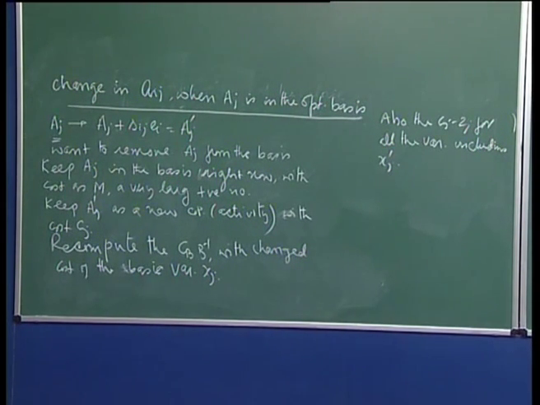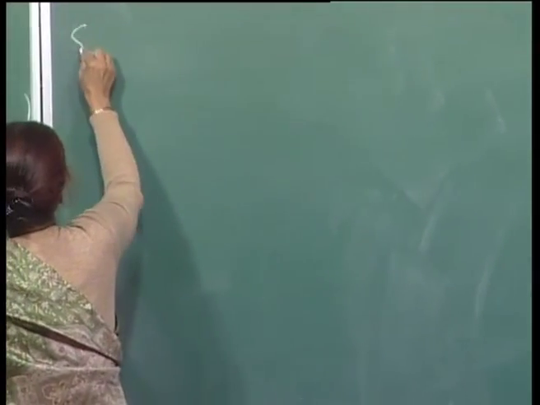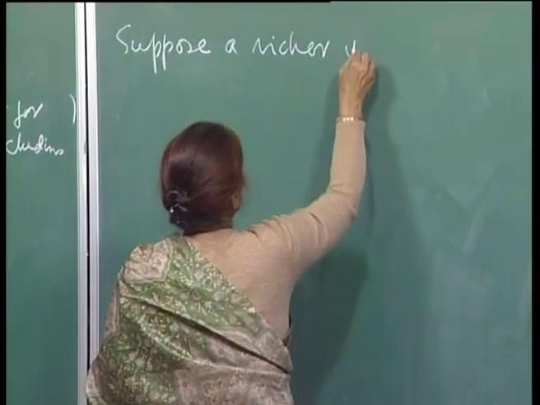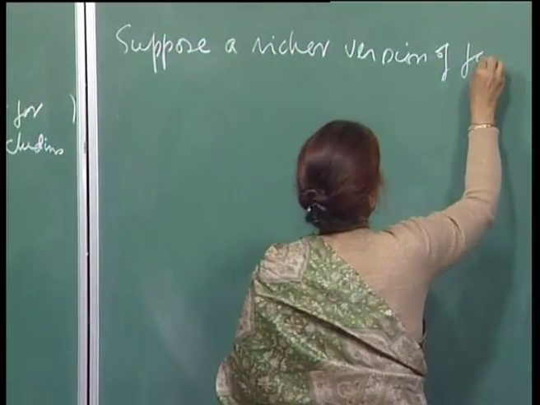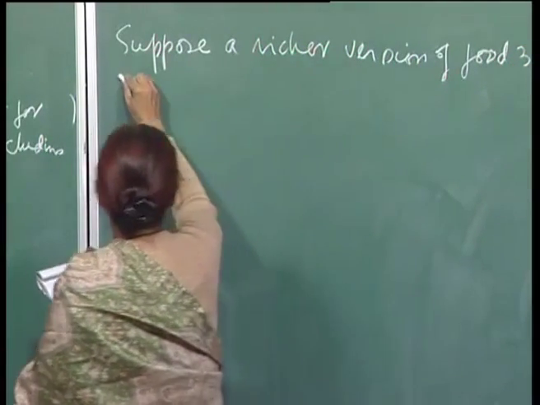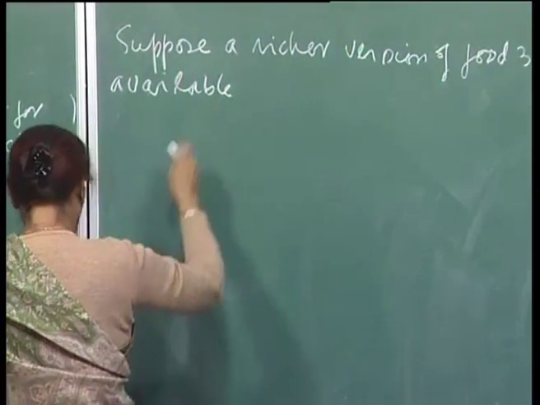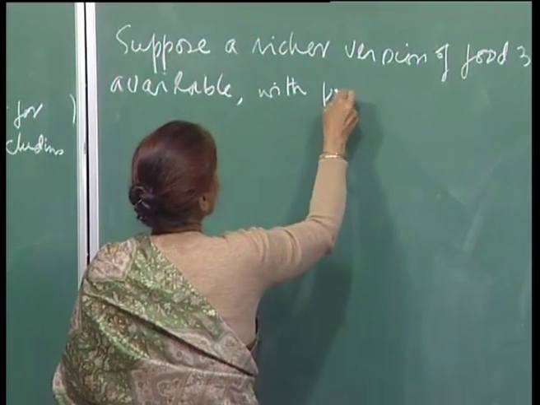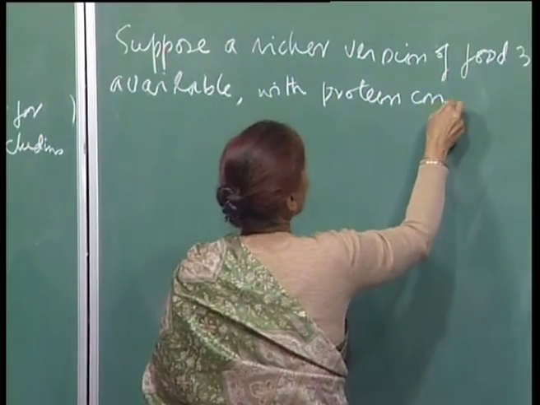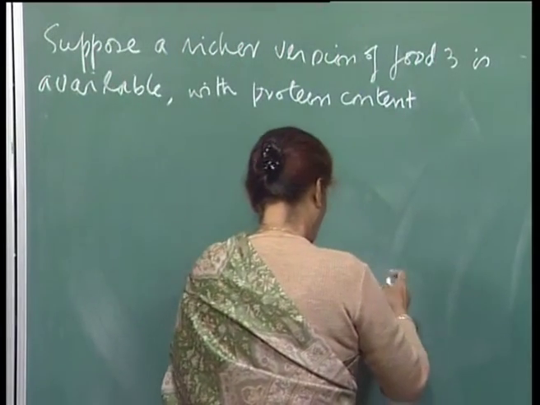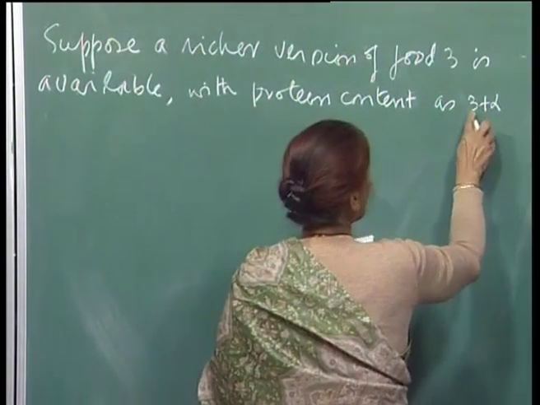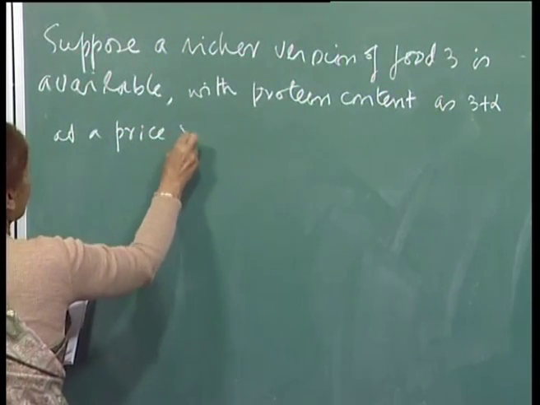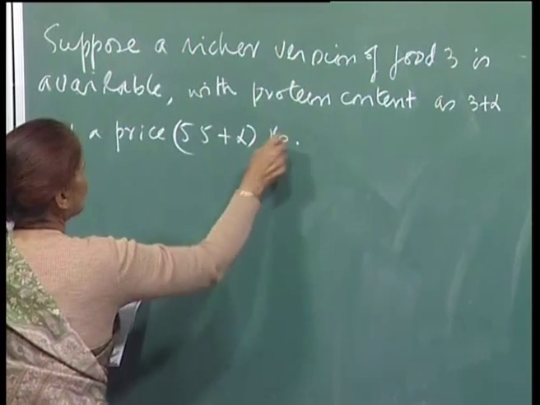Suppose a richer version of food 3 is available, which means in the market with protein content 3 plus alpha. Originally it was 3, now 3 plus alpha, at a price of 50 plus alpha rupees.